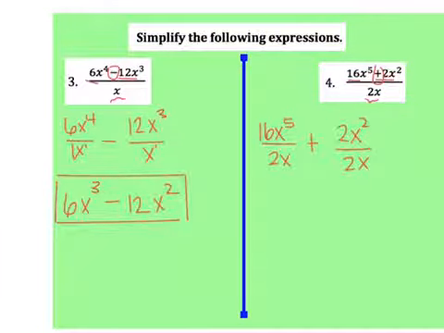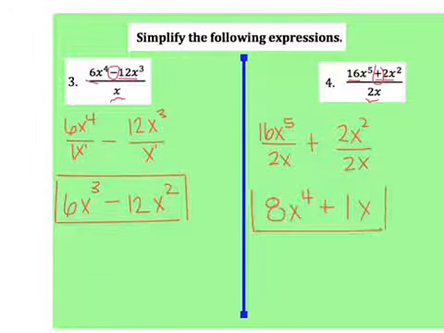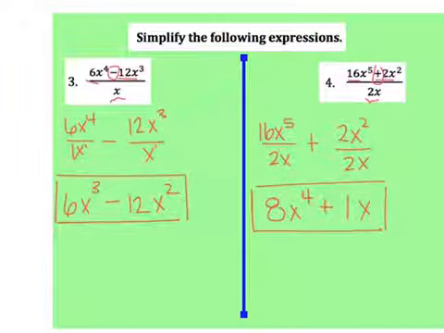So I'm going to do 16 divided by 2, which is going to give me 8. X to the 5th divided by x to the 1 is going to give me x to the 4. I have that plus sign. 2 divided by 2 is 1. X squared divided by x is just 1x left. And again, that's my final answer, and I'm done.